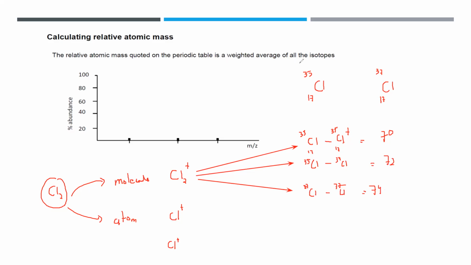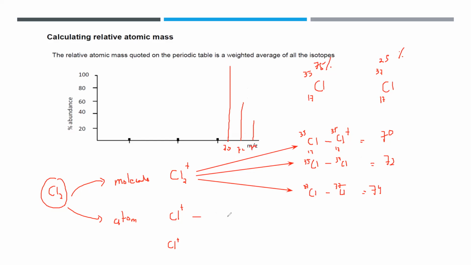You know the percentage of chlorine 35 is 75%, and chlorine 37 is 25%. So you will get peaks at 70, 72, and 74. The peak at 70 will be higher because its percentage is more. Then the peak at 72, and at the last, there will be a peak at 74. So three peaks will be there: 70, 72, and 74.